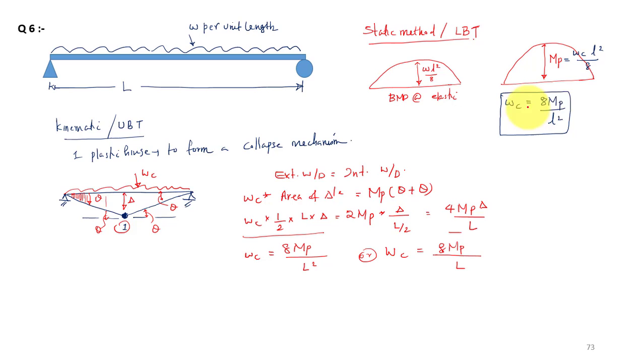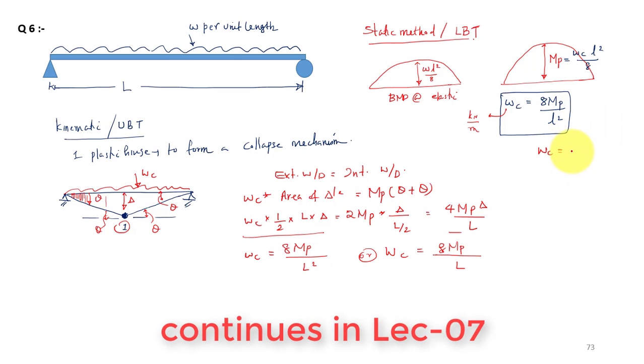Remember, this is the load intensity. This unit is in kilonewton per meter or ton per meter, something like that. If you are writing your collapse load, capital WC, that is equal to small wc into length. If you do that, you will get that the collapse load will be 8 times MP by L.